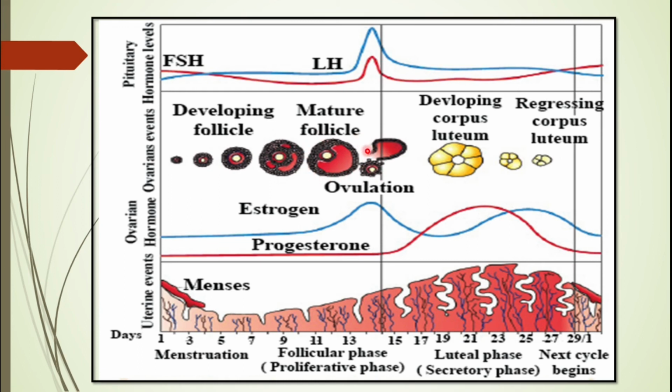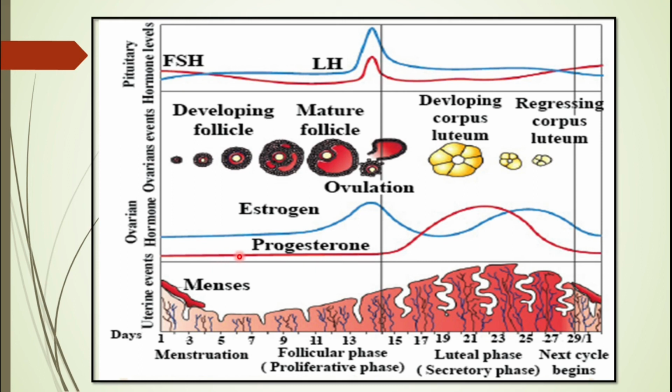However, the remaining follicular cells continue to produce estrogen, and in the presence of estrogen, you find that the endometrial wall remains thickened. The blood vessels are also repaired to the maximum. So there is maximum development of the endometrial wall. Next, what happens? Once the Graafian follicle has ruptured, it is now converted into a corpus luteum, and this corpus luteum starts producing progesterone.